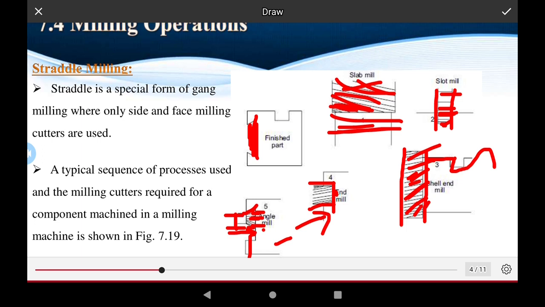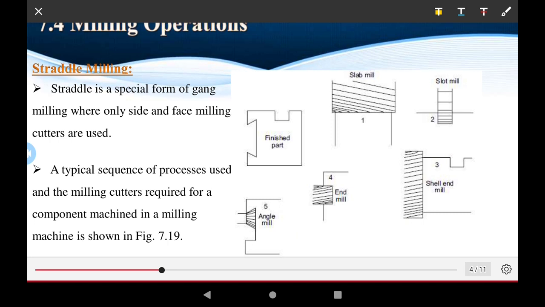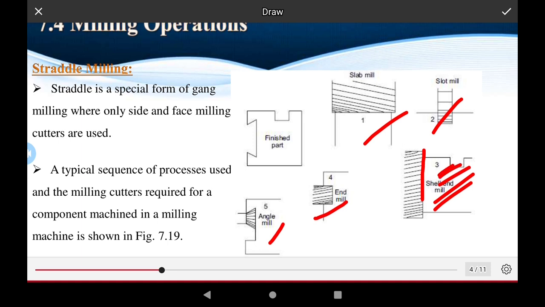And the operations required for the component machined in the milling machine, suppose the T slot workpiece, and this is the finished workpiece. The second operation uses slab milling operation and slot milling tools, and the end mills are also performed, and cylindrical shapes also in milling, and the shell end mills are performed for the operation.